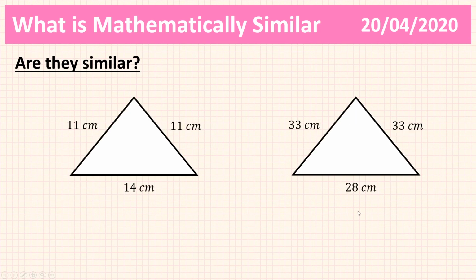Right, and here's our last one. Now this one is slightly different because it's a triangle, and before we've only been looking at two sides. Here we need to look at all three sides. So we can have a look.